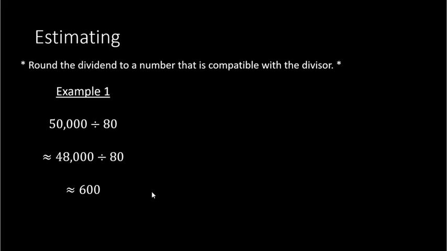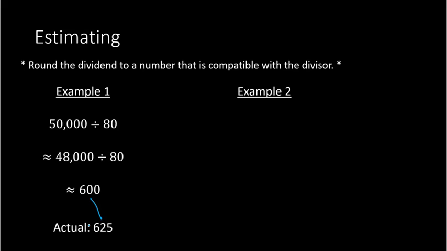Now we're not going to actually go through the process of division with these two numbers, but if you did divide, the actual answer is 625. So notice it is pretty close to the actual answer. That means we have a pretty good estimate because it's pretty close to the actual answer.